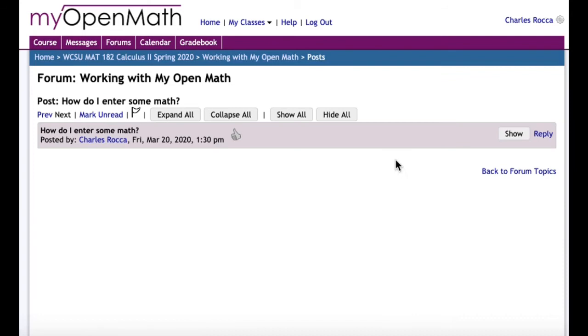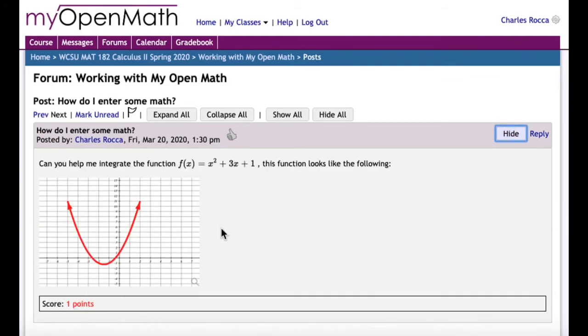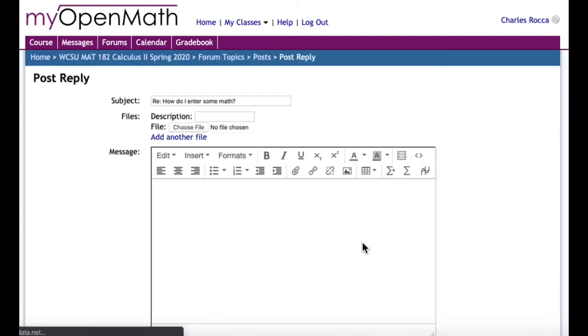Now, if someone clicks on the thread and they click Show, they could see our question. And if they think they can help us, they could choose to reply to it. Replying uses the same commands as the initial post. Now, we might try and reply one way. Suppose that we assume they meant the indefinite integral.